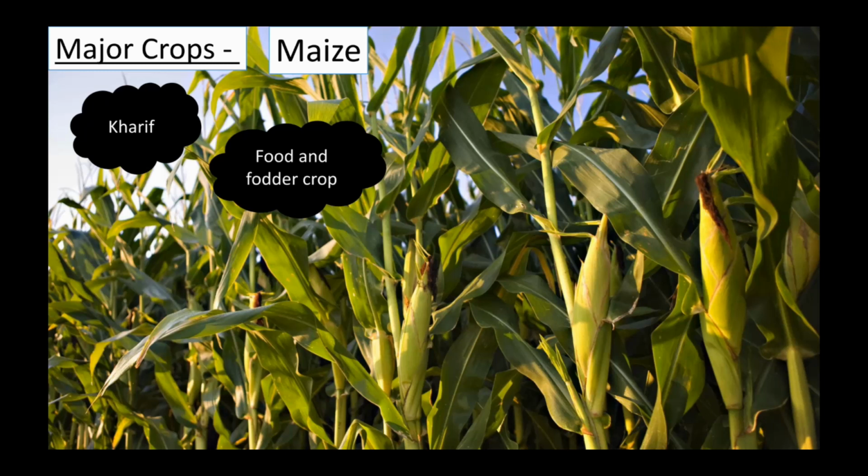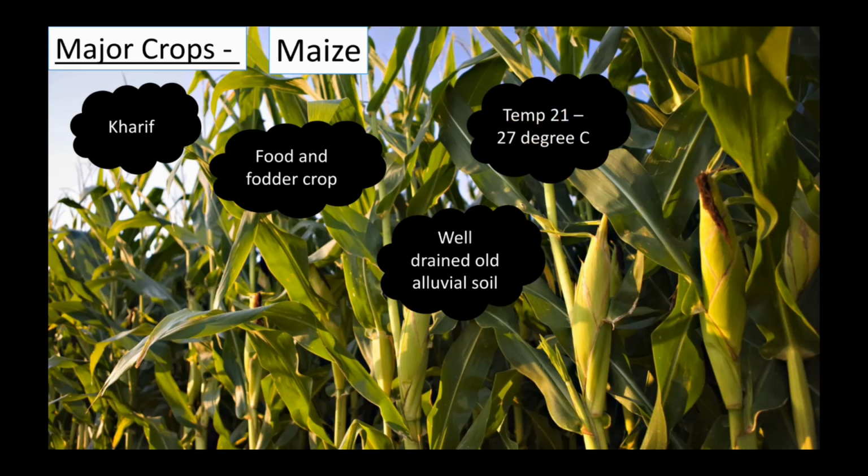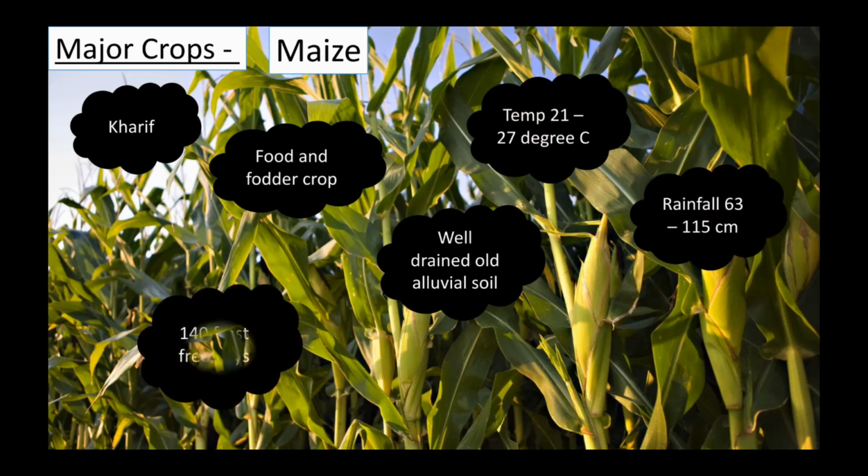Now let us see the necessary conditions required for maize. It needs well-drained old alluvial soil and temperature between 21 degrees Celsius to 27 degrees Celsius, along with annual rainfall between 63 centimeters to 115 centimeters. Also, it needs 140 days frost free.